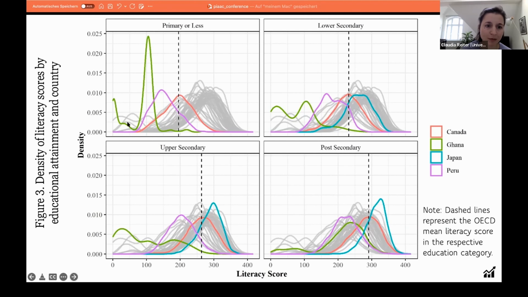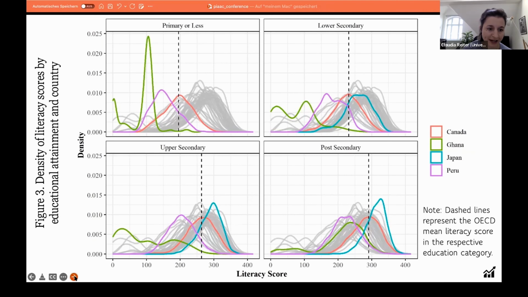The difference is probably in the lowest educational attainment group, but this is also true because this is an open educational attainment category, so it includes everyone with primary education or less. And many people in Ghana, that you can see here peaking at a very low literacy score, probably never went to school. But basically you can find these differences in all educational attainment categories. And the dashed line here represents the OECD mean literacy score in the respective education category.